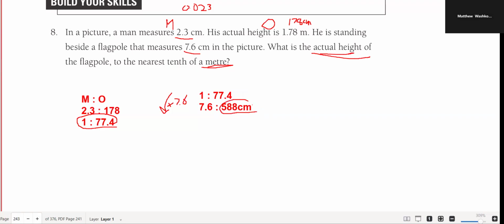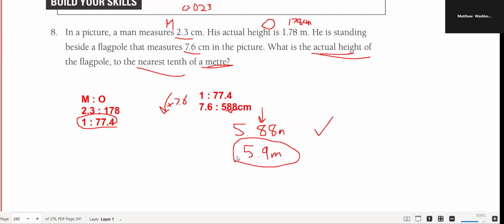Now, I'm not done though, because I need to turn this into meters. If I turn this into meters, boom, move it 2 decimal places, it's 5.88 meters. Correct, but that's not what it's asking. It's asking for the nearest tenth, so I've got to round it to 1 decimal place. It's 5.9 meters in real life is how tall that flagpole is.